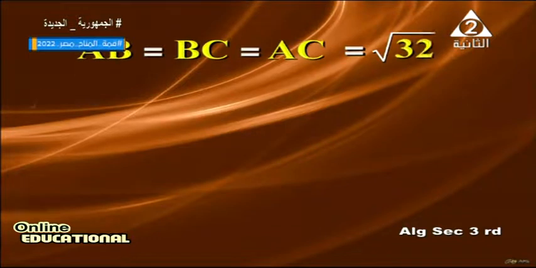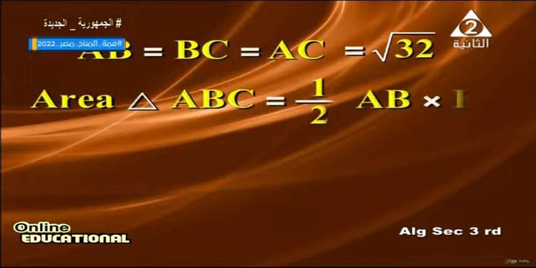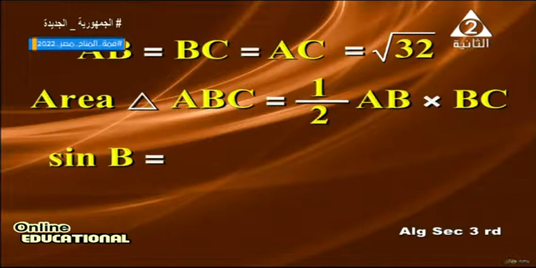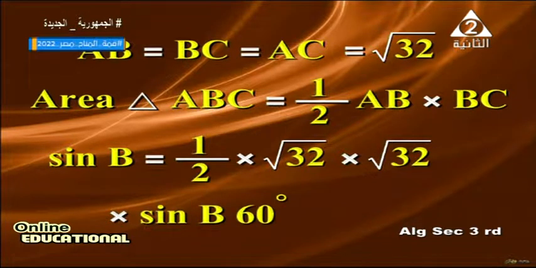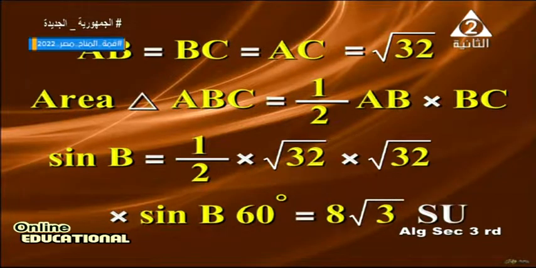Therefore, using the area of triangle, half AB times BC sine of the angle between them, half multiply root 32 times root 32 sine 60. Sine 60 equals what? Root 3 over 2. Answer is 8 root 3 unit area.